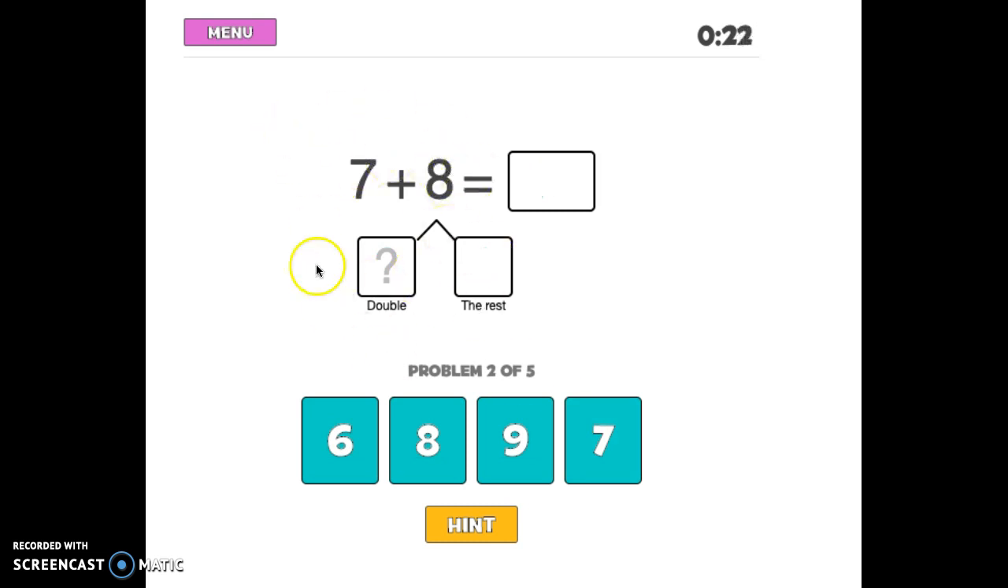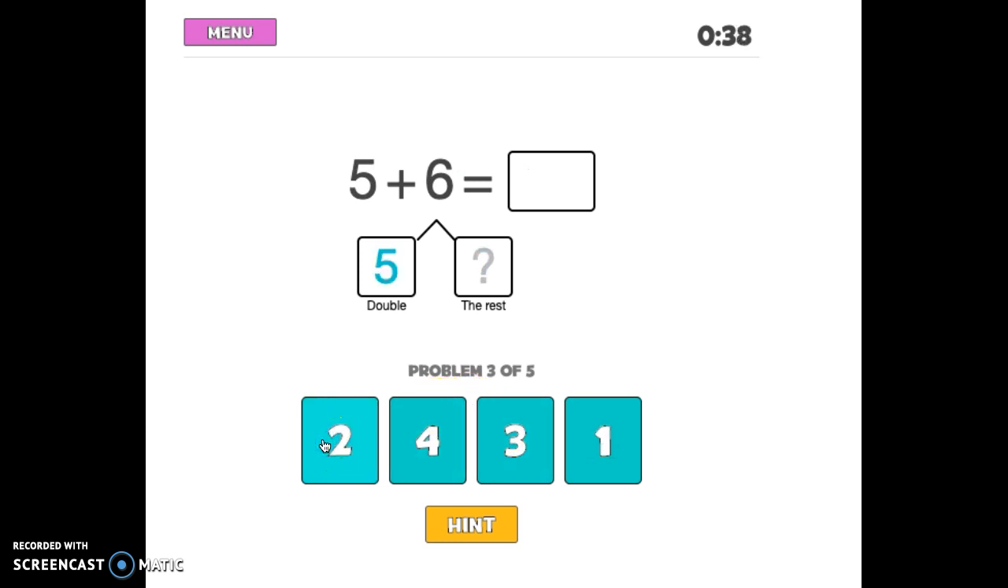Again, on the same one, looking at the smaller number, 7 plus 7 is your double. And to get to the answer of 8, we know we have to do 7 plus 1. So 7 plus 7 is 14, plus 1 more is 15.